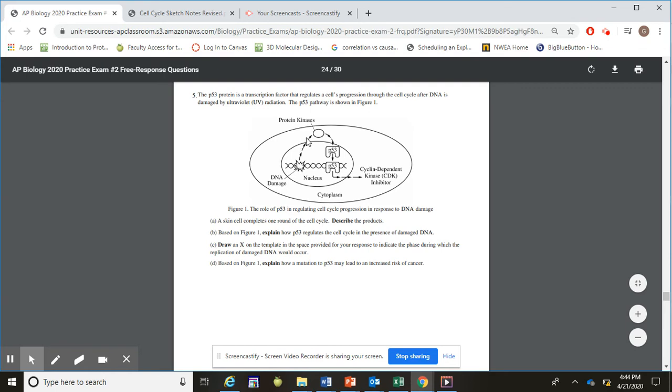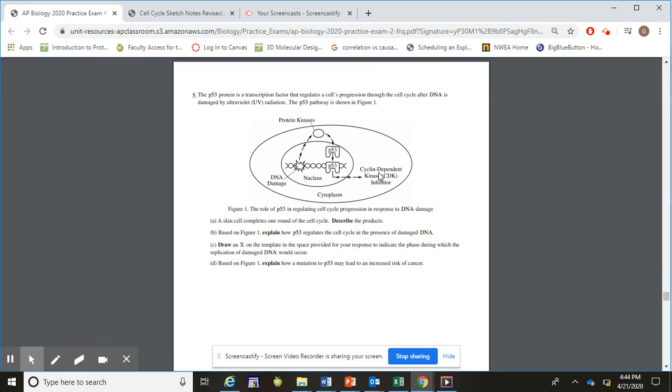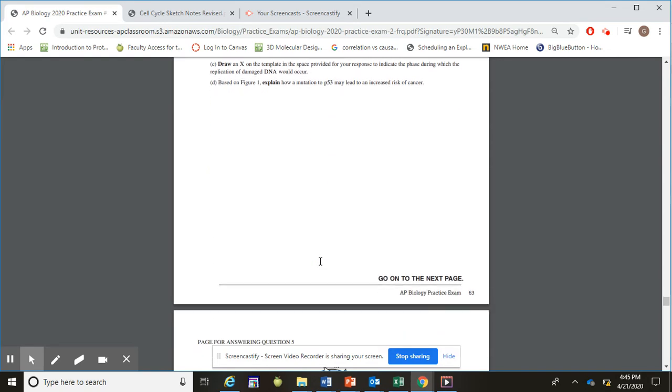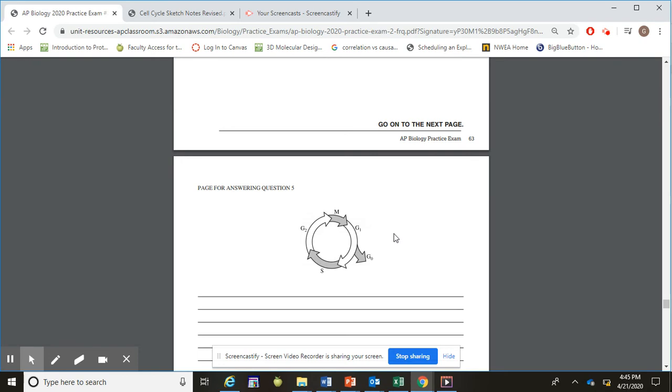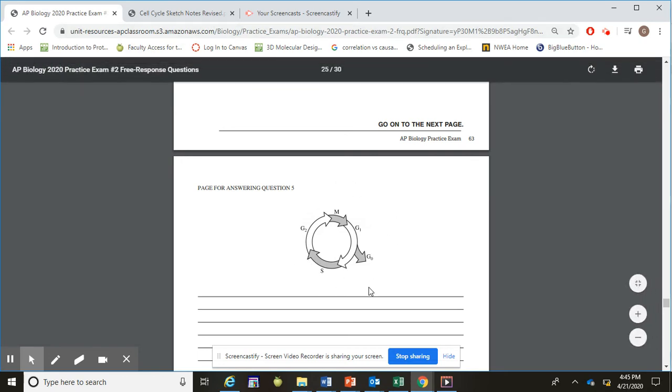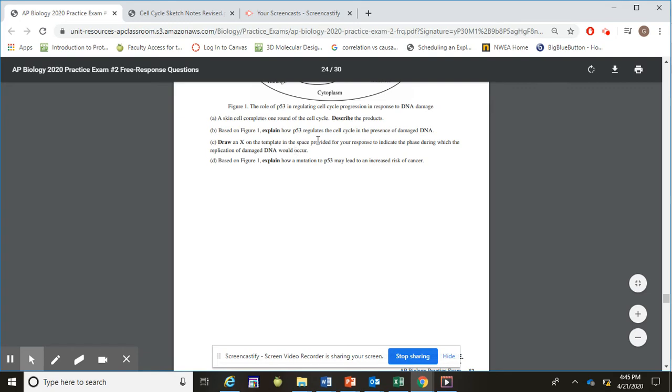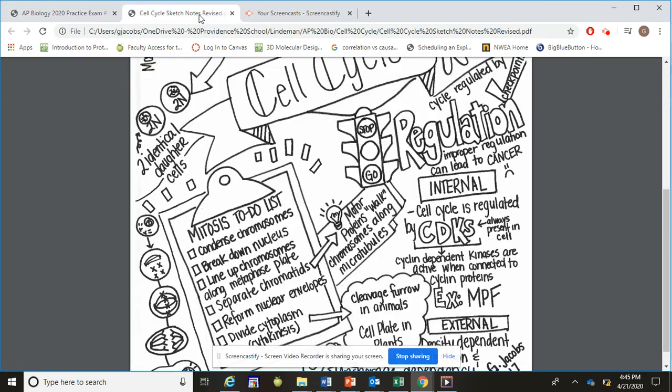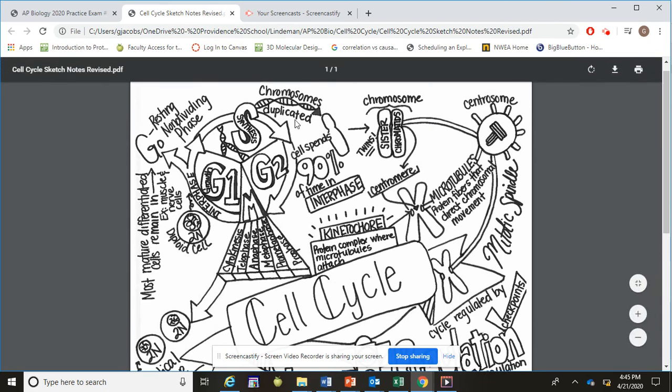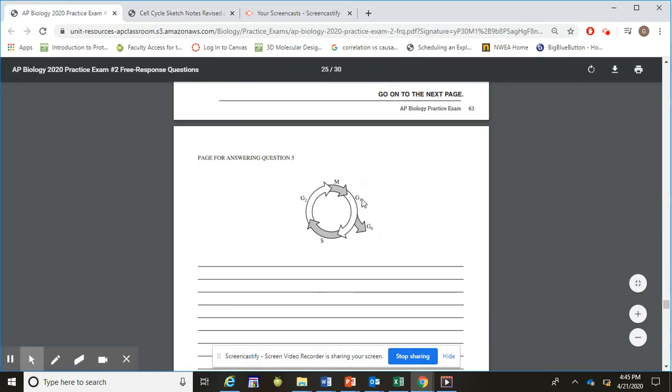Based on figure 1, explain how p53 regulates the cell cycle in the presence of damaged DNA. So p53 is going to inhibit cyclin-dependent kinases, which would stop the cell cycle so that the damaged DNA could not spread to daughter cells. Draw an X on the template in the space provided for your response to indicate the phase during which the replication of damaged DNA would occur. So if we go down here, this is the place where they want you to put an X. We can go through and say, okay, during which phase would we replicate our DNA? Hopefully you guys remember that. Or you could just reference here and say, during which of these phases was the DNA replicated or duplicated? And then you can just place an X on that diagram down here.